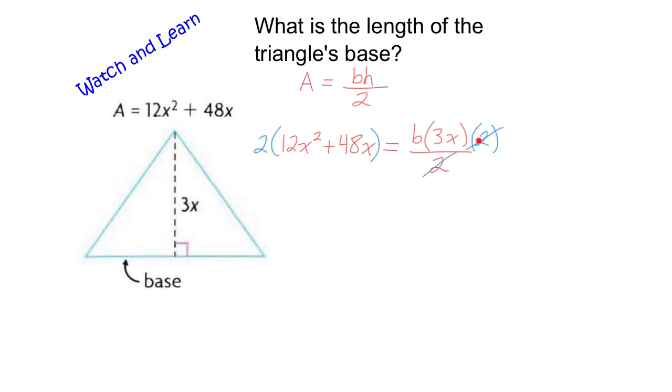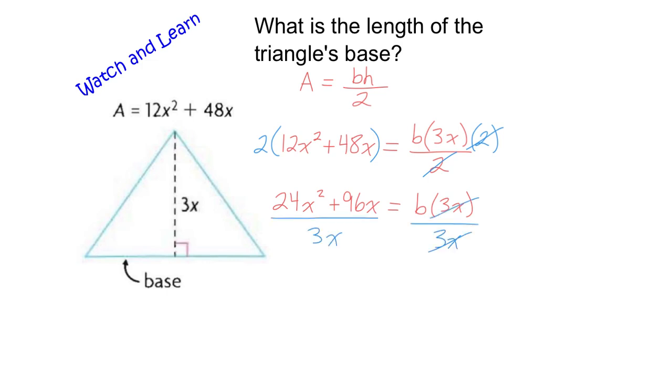So now I've updated my equation, and I need to solve for b. So if I multiply both sides by 2, I will eliminate the fraction on the right-hand side, and I'll end up with this. 2 times 12x squared is 24x squared. 2 times 48x is 96x. b times 3x times 2 divided by 2 is just b times 3x. My goal is to isolate b. I need to solve the base of the triangle, so I need to divide by 3x.